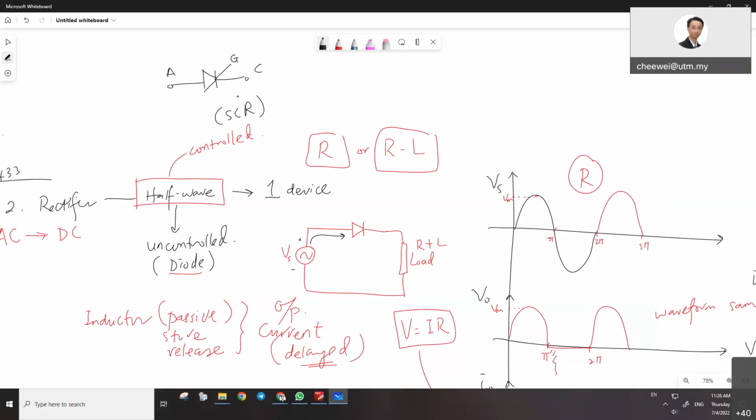So if we're using thyristor, meaning that we can control what? Which parameter can we control? Start point. Okay, what is the name of this start point? Just now the stopping point is known as beta. The start point is alpha. The name of alpha is firing angle, or known as delay angle.